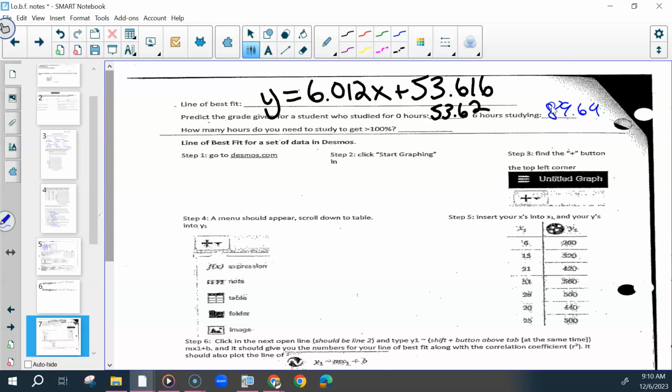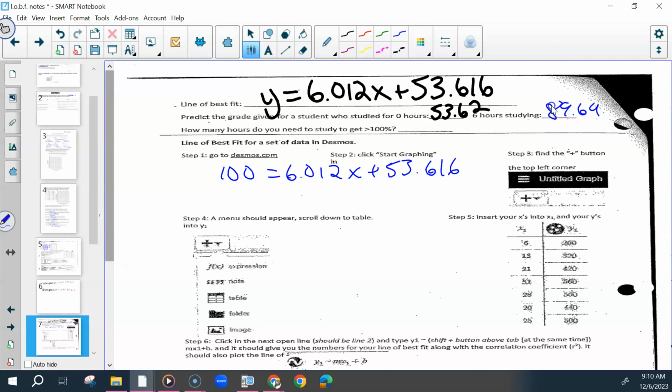The last part: how many hours do you need to study to get greater than 100%? Are we looking for an X value or a Y value? X, because we have our Y value. So if you wanted to, you could put this in for Y and solve for X like a normal problem. That would be one way to do it. That will always work. Same thing with putting these in for X, but if you put these in for X, you have to use all of your decimals if you're doing it by hand.